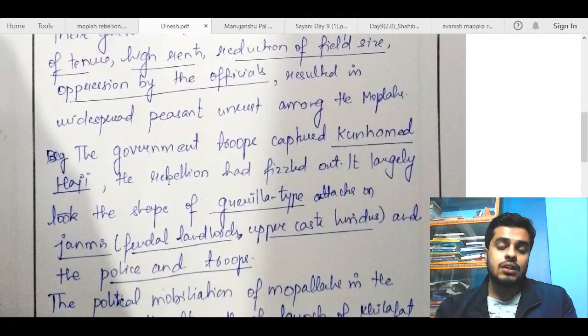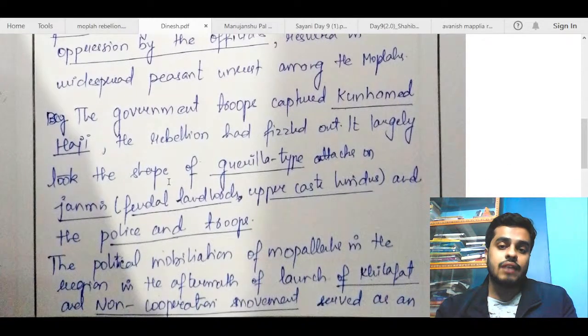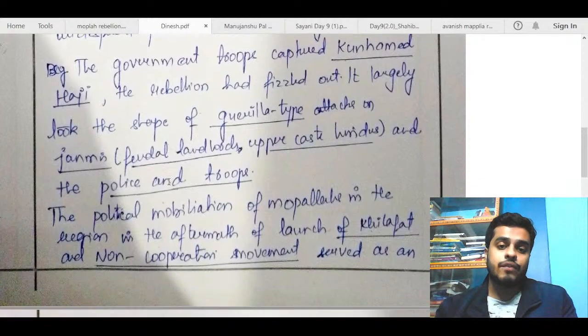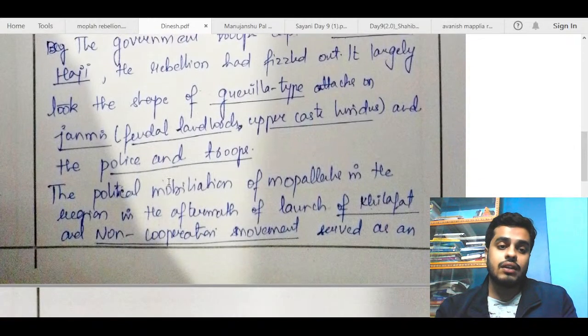The government troops captured Kunhamad Haji. The rebellion had fizzled out. It largely took the shape of guerrilla-type attacks on Janmis and the police and troops.